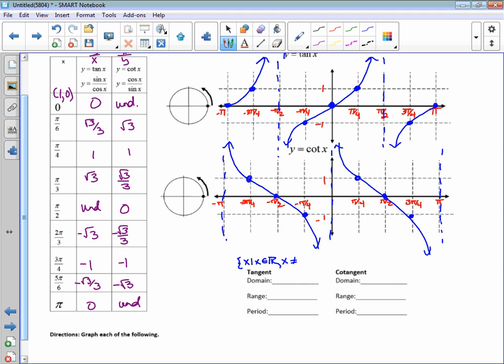I was tricking you. Because if you look here to here, negative pi over 2 to positive pi over 2. Excellent. All right, so that is your domain. Find your first asymptote. How far is it to the next one? So pi over 2 plus pi k. What about your range?